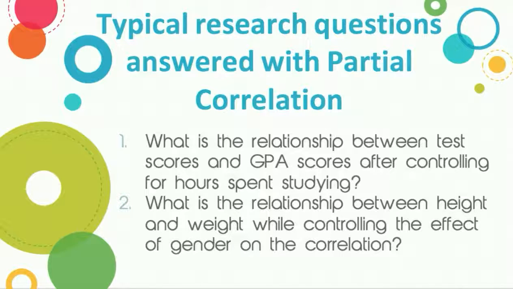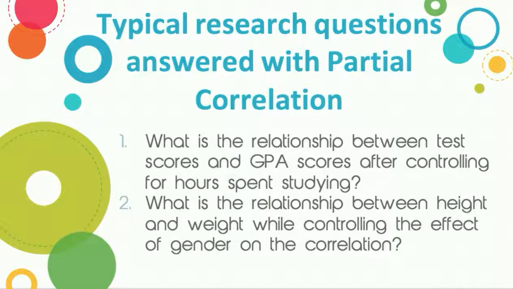Another way you could look at this is maybe the relationship between height and weight while you're controlling for the effect of gender on the correlation, because we know that with weight and gender, we would have different bone structures, different body types. So that could be a factor that we need to look at when looking at relationships between height and weight.